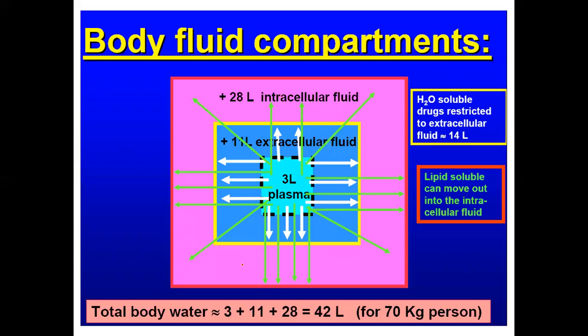How does this help? So this 3 liter or 5 liter of plasma is the compartment from which a drug is distributed. A lipid soluble drug, as depicted by green arrows, could go to all the sites. It could reach almost everywhere. Whereas a water soluble drug, as shown by white arrows, is mainly restricted to the extracellular compartment only. It will not be able to cross into the cells because of the plasma membrane of the various cells that does not let it easily go through.